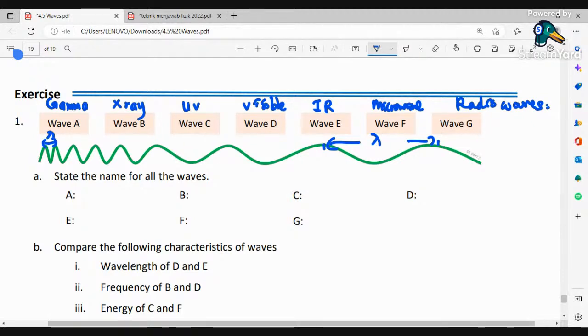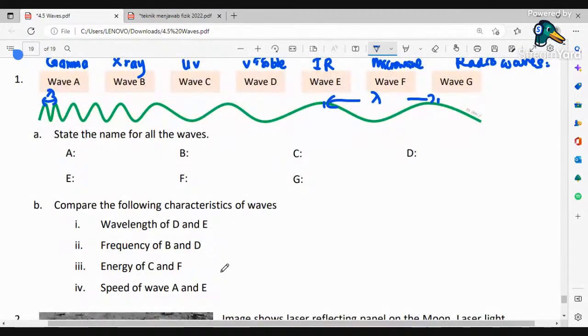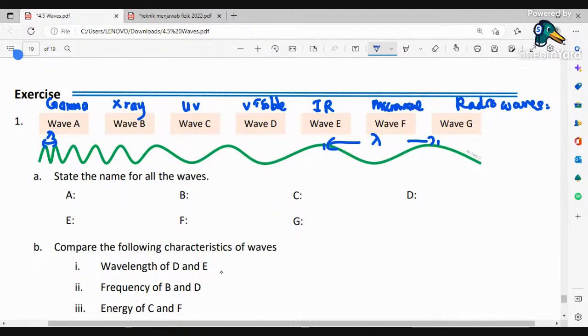Okay, you can state here: A, gamma rays; B, X-ray; C, ultraviolet; D, visible light; E, infrared; F, microwave; G, radio wave. Compare characteristics of the wavelength of D and E. You can see from gamma to radio, wavelength increases, frequency decreases. Wavelength of D and E, you compare. Lambda decreases, meaning wavelength of D is smaller than E.